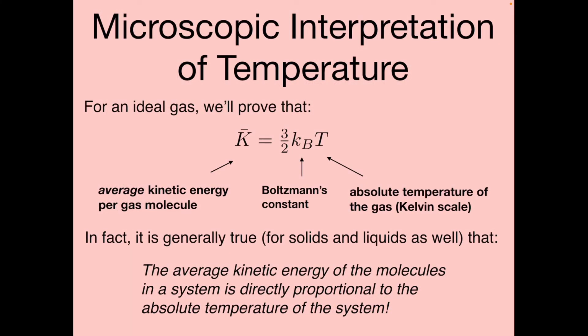So what we've proven is that for an ideal gas, K bar is equal to 3/2 times KB times T, where K bar is the average kinetic energy of the gas molecules, KB is Boltzmann's constant, and T is the absolute temperature of the gas. We measure this in the Kelvin scale. Now, this actually applies more generally. In general, the average kinetic energy of the molecules in a system is directly proportional to the absolute temperature of that system. That applies to solids, liquids, as well as gases.